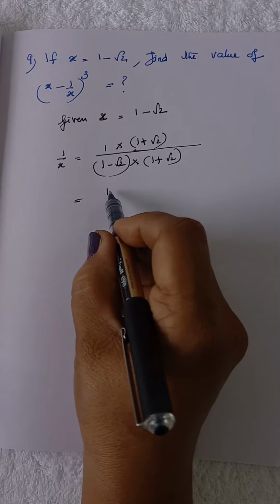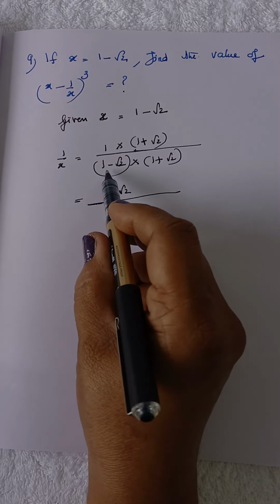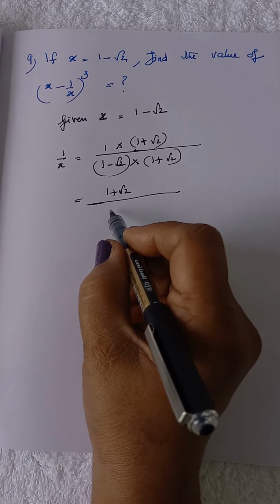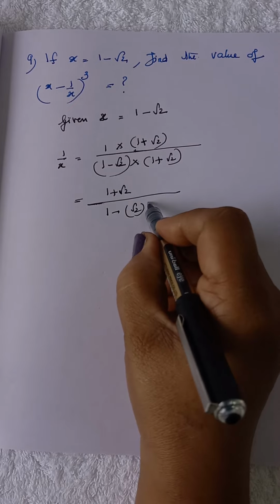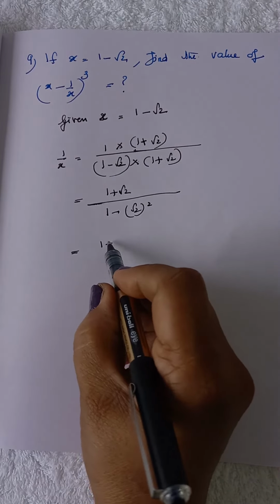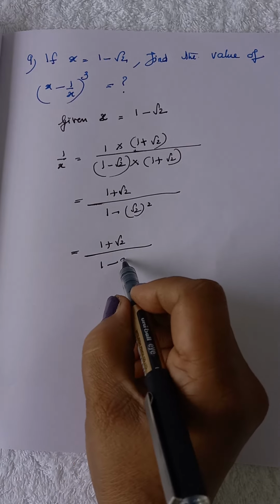That is equal to 1 plus root 2 divided by, here this is a minus b into a plus b form. So a square minus b square. So 1 square minus root 2 square. That is equal to 1 plus root 2 divided by 1 minus root 2 square is 2.